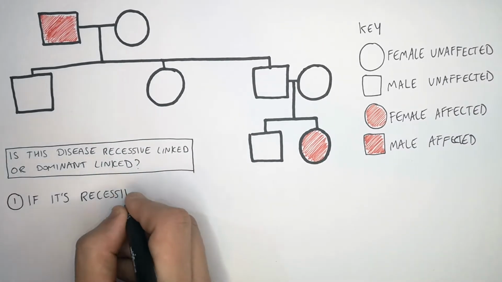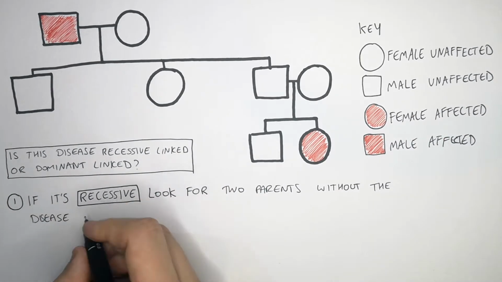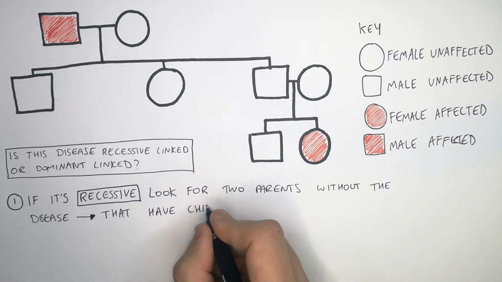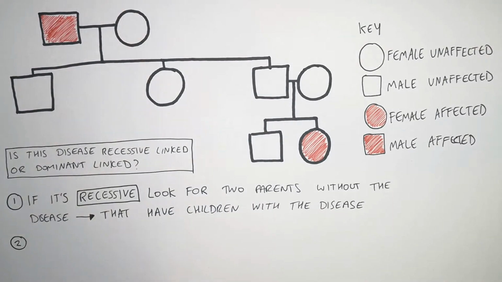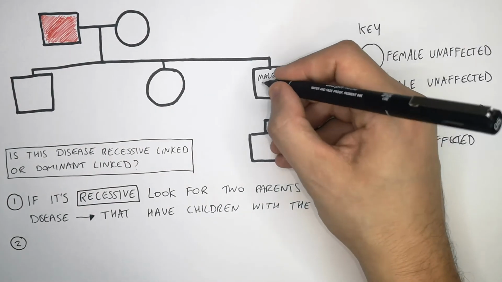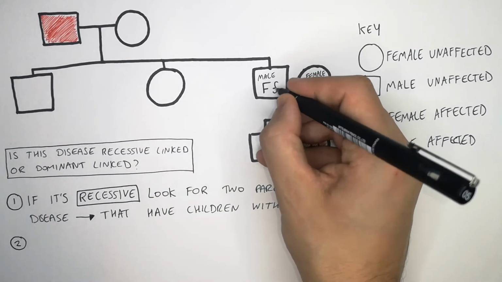If it's recessive linked, you must look for two parents without the disease that then go on to have children with the disease. That's what you're looking for. Remember to look for two parents that do not have the disease. This male and this female are both unaffected. They both have a child with the disease, so it must be recessive because both parents must be carriers, so therefore they must be big F, little f.